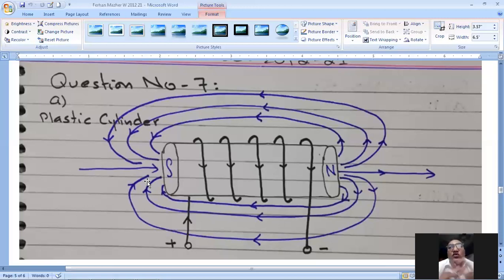So these are the two ways in which you can tell which side of the solenoid will be which pole. Here we have found that this side will be the north and this side will be the south. So from this north, the magnetic lines will be coming out and going into the south. I hope that you have understood this.